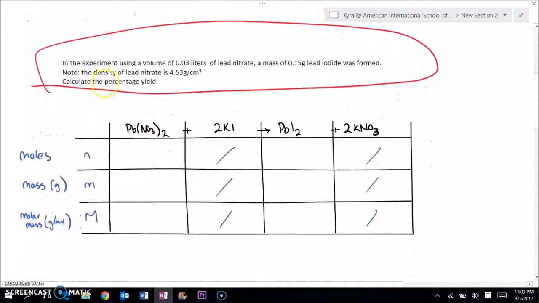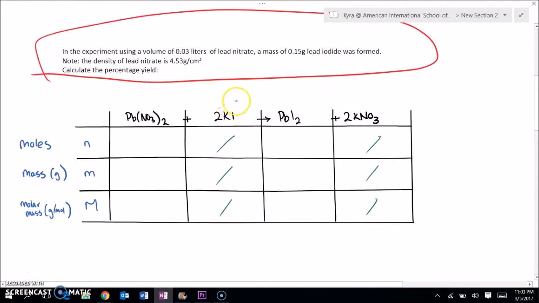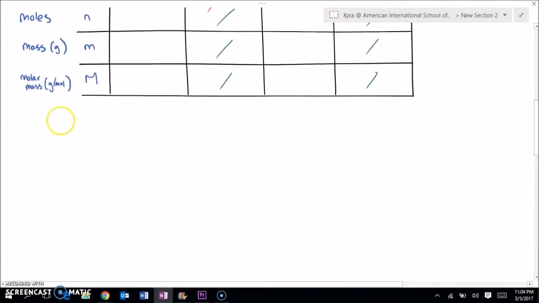To calculate the values, I made a table showing the chemical equation, moles, mass, and molar mass. Since potassium iodide and potassium nitrate aren't really needed to work out the percentage yield of lead iodide, we can just cross those out. The information we know so far is the molar mass of lead nitrate and lead iodide, so let's work that out.